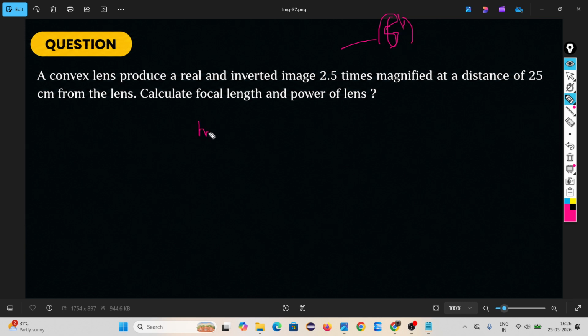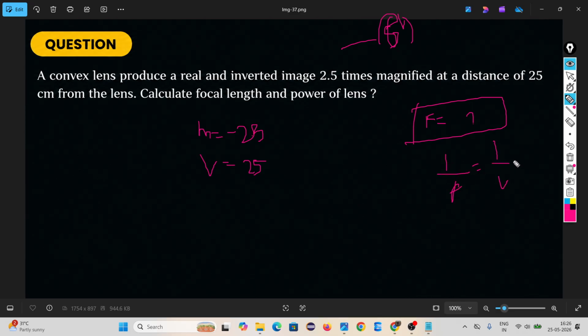That means m equal to minus 2.5, v equal to 25. Then from this we have to find f, the focal length. And you know the lens formula, 1 by f equal to 1 by v minus 1 by u. V is given, we have to find u, no?